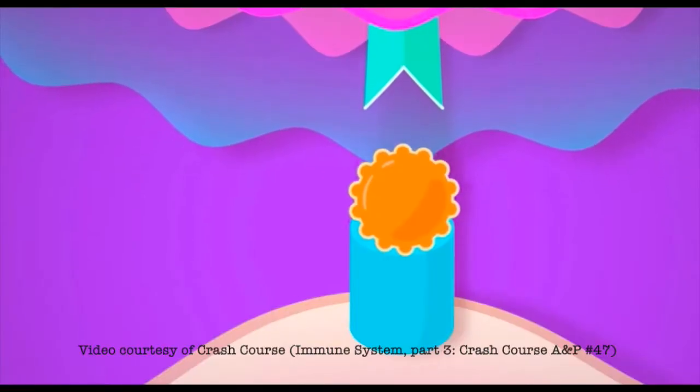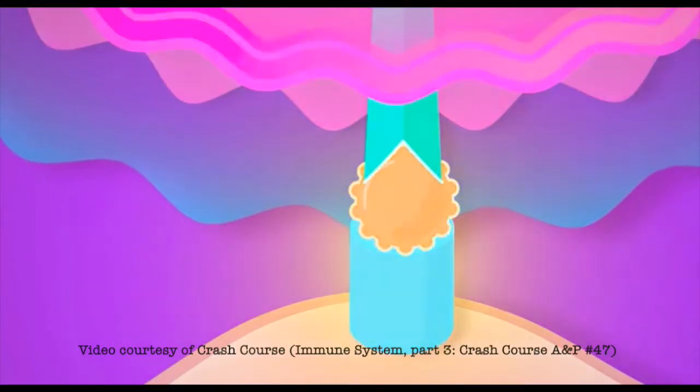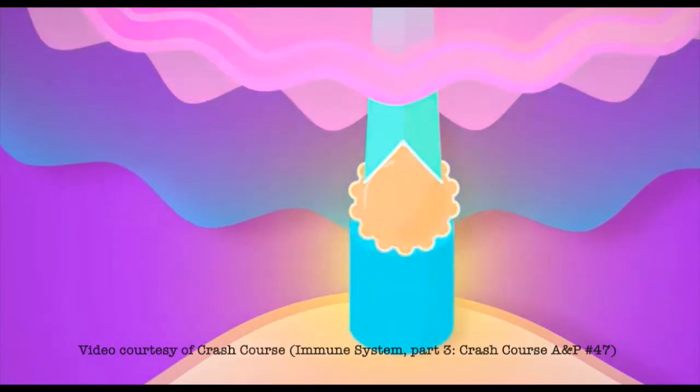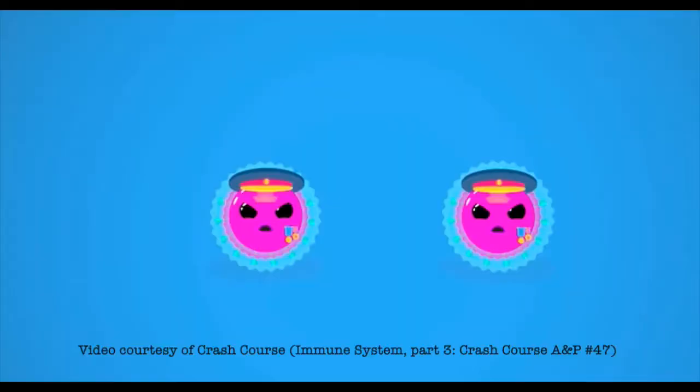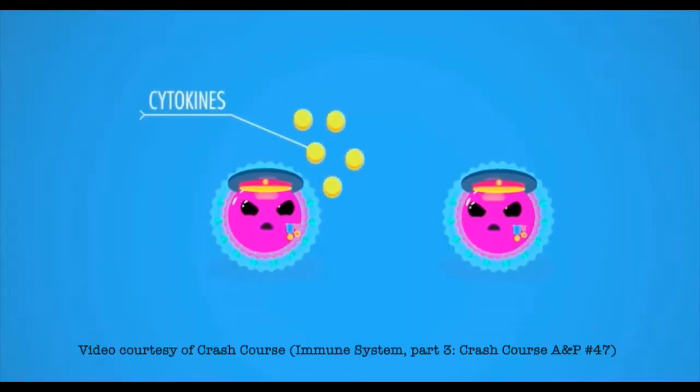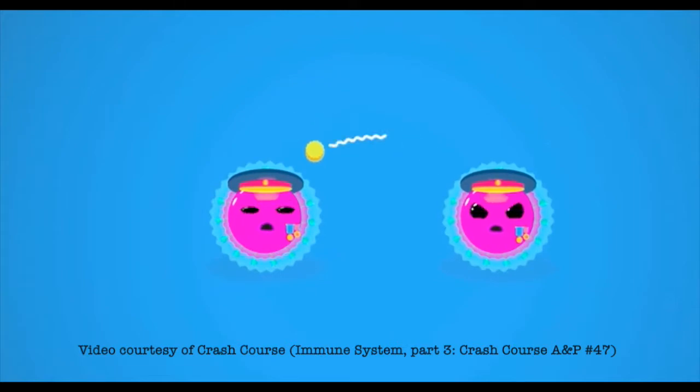This T helper cell has antigen-specific receptors that bind to the exposed antigen. The binding triggers the phagocyte to activate the T helper cell, which then releases the chemical cytokine before proliferating. This will then produce T cells whose receptors are specific to the antigen presented.